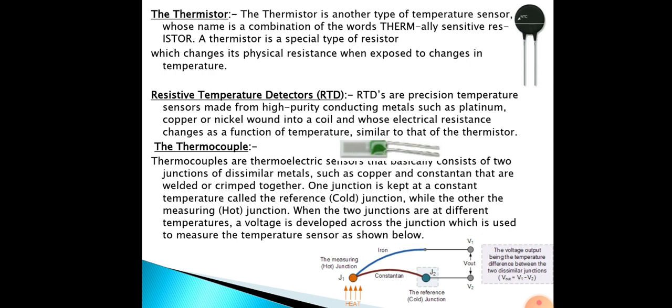developed across the junction. So when these two junctions are under different temperatures, a voltage is developed across the junction, which is used to measure the temperature. One junction will be common and the other will be hot, meaning it will be varying. When we vary the temperature, the voltage will vary, and accordingly it will show the temperature. Like that it will be working.